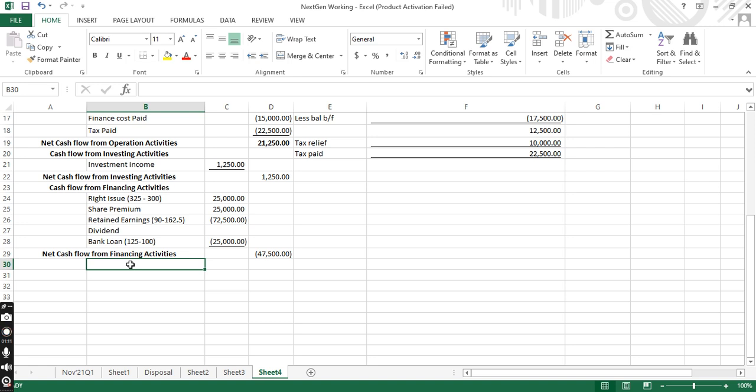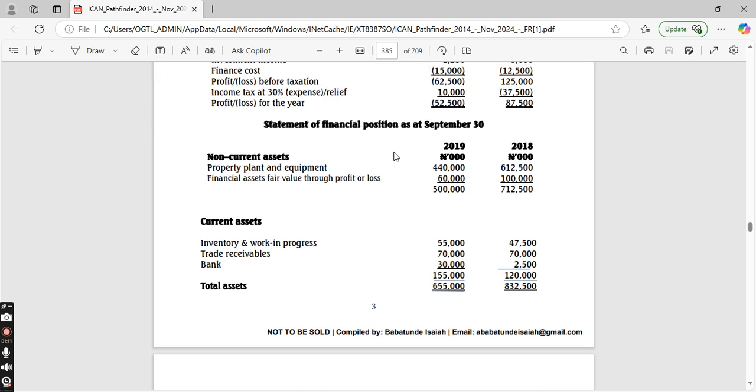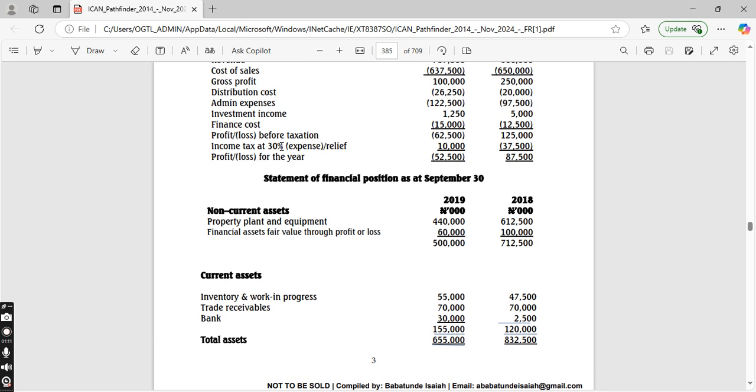Go ahead with your question. Sir, please, when you were calculating the retained earning, what about the profit for the year? Did we not start with the profit for the year? We started with net profit, which is profit for the year. Or we are looking at the net profit after tax. I think you're right.